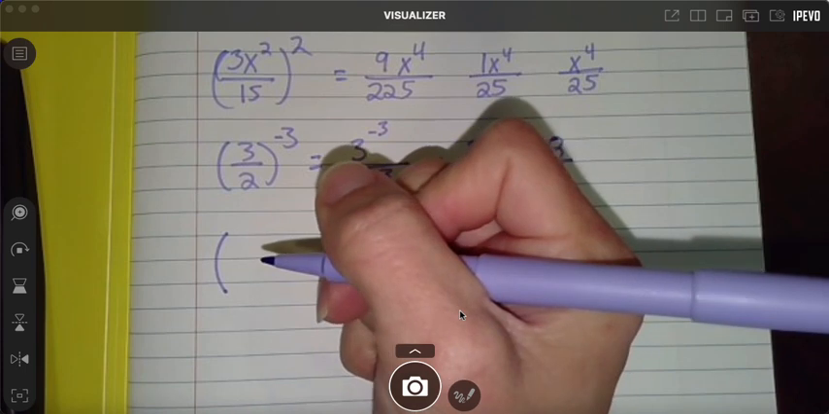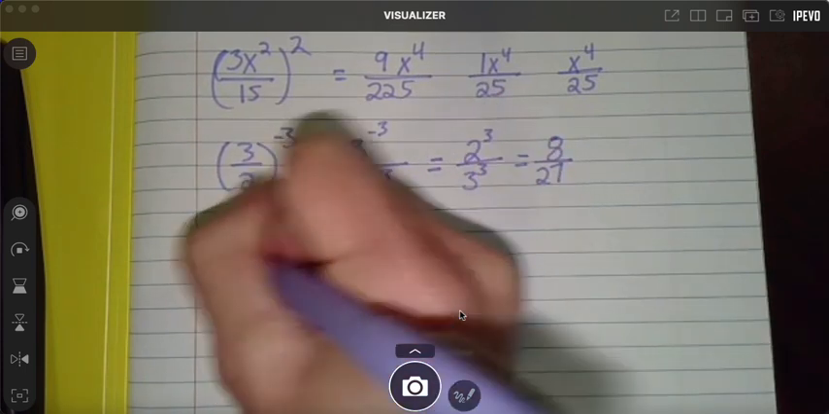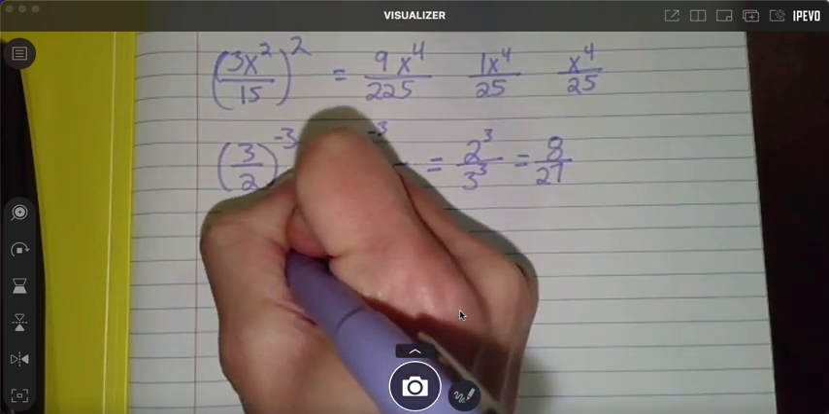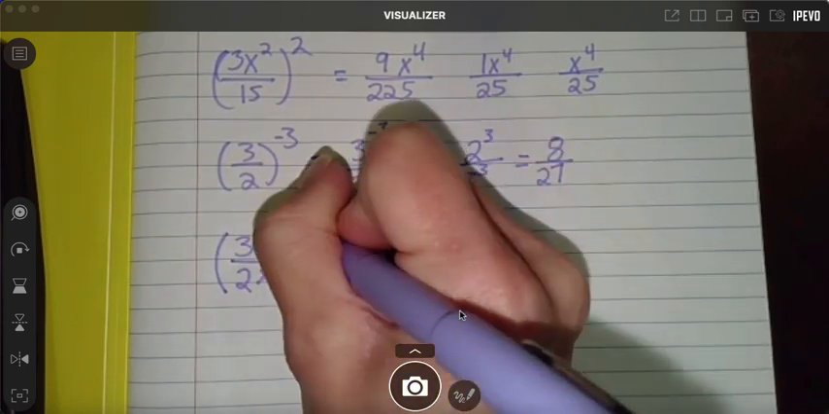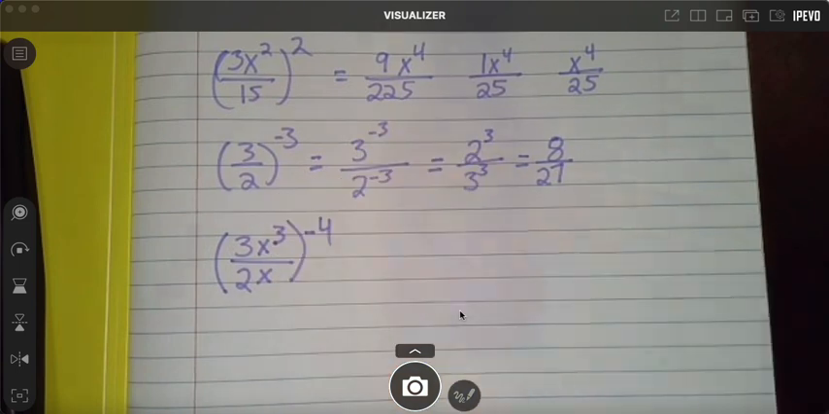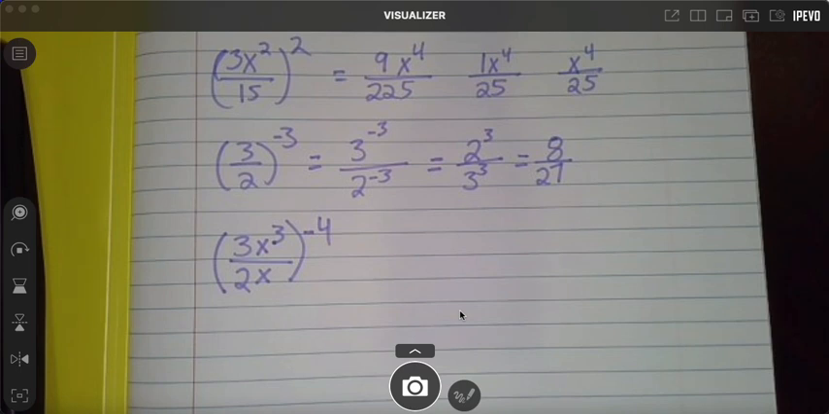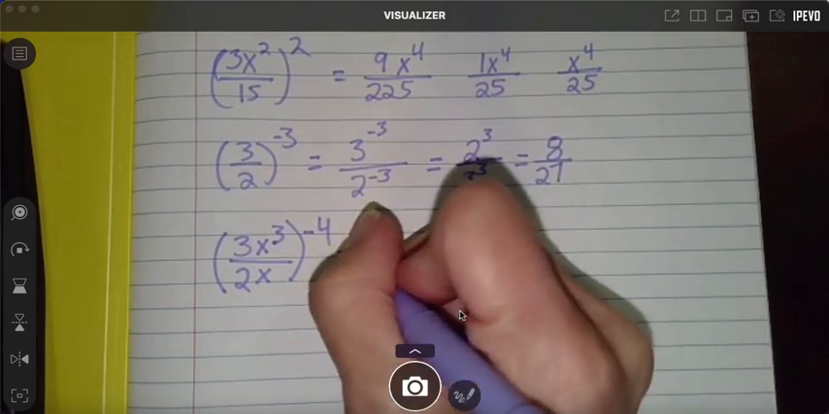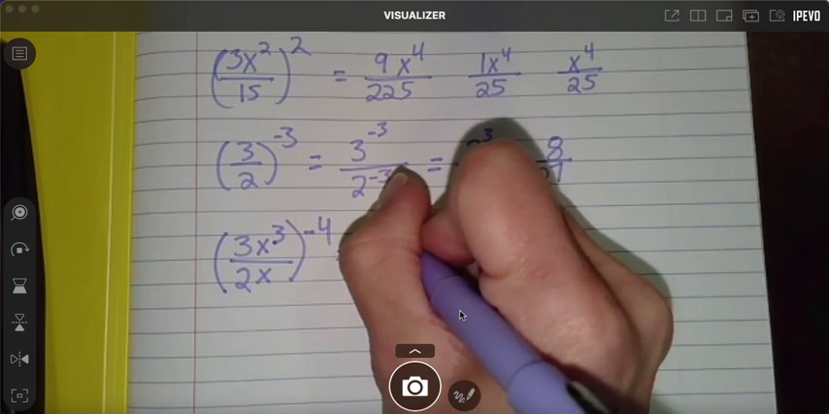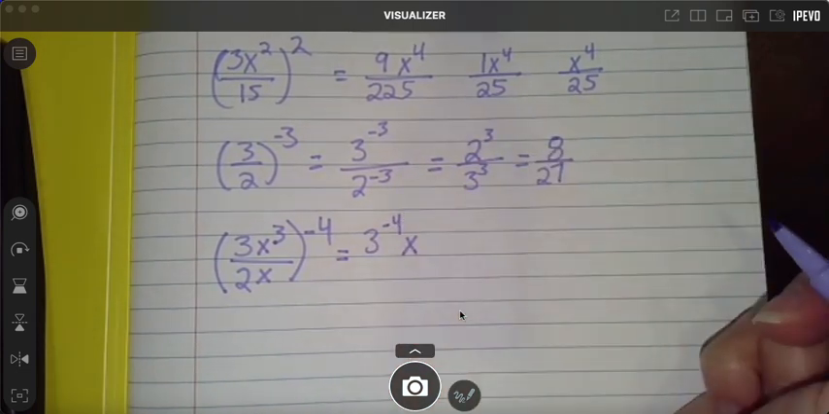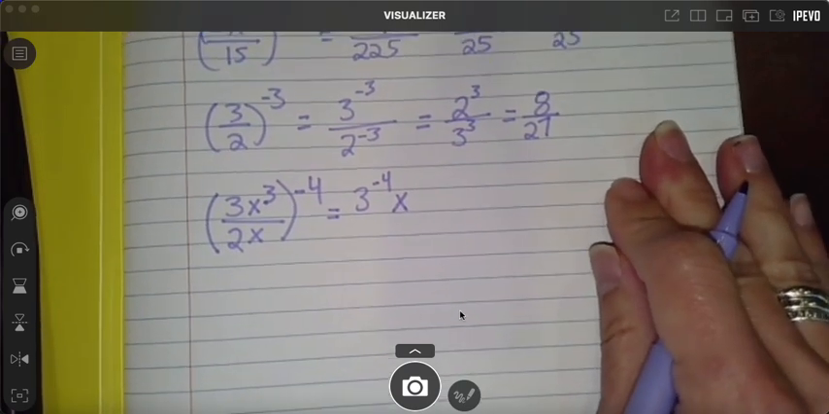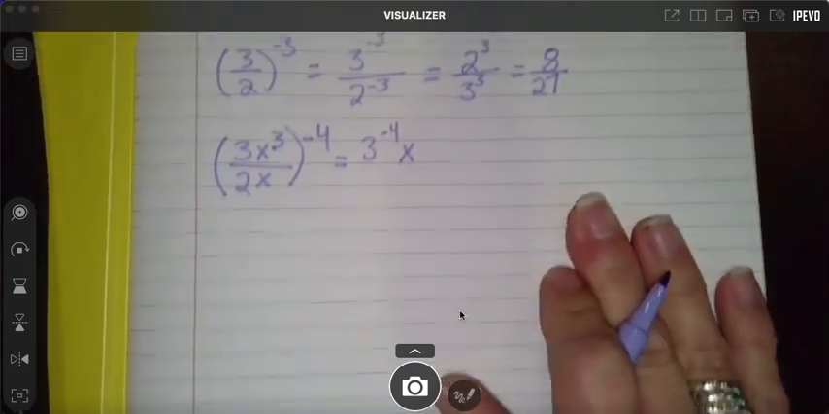If I have 3x to the 3rd over 2x raised to the negative 4. Okay, I'm going to go ahead and put everything to the negative 4th power, and then I'll switch around. So that means I'm going to have 3 to the negative 4th. What's my x going to be to? The negative 12. Does everybody understand the power to the power rule?